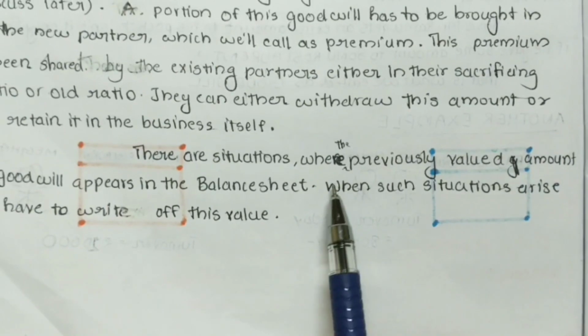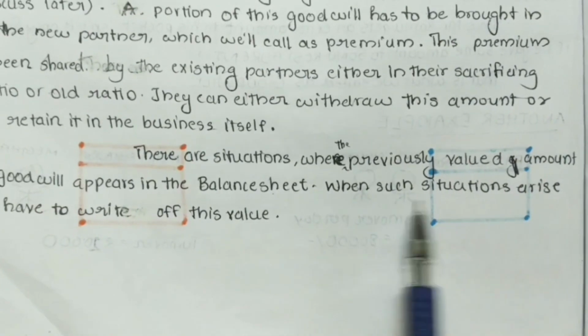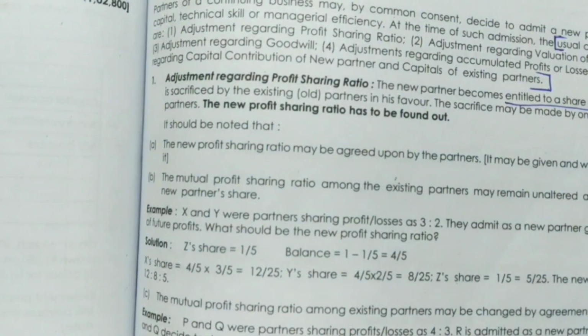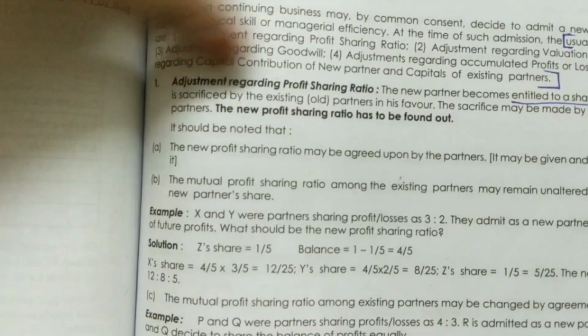There are situations where the previously valued amount of goodwill appears in the balance sheet. When such a situation arises, we have to write off this value. We'll talk about this portion elaborately later. So now let's come to our study mat. Now I will be following the study mat.